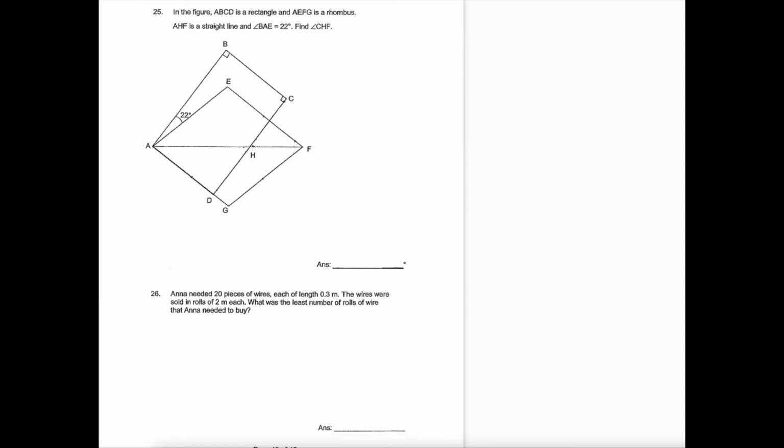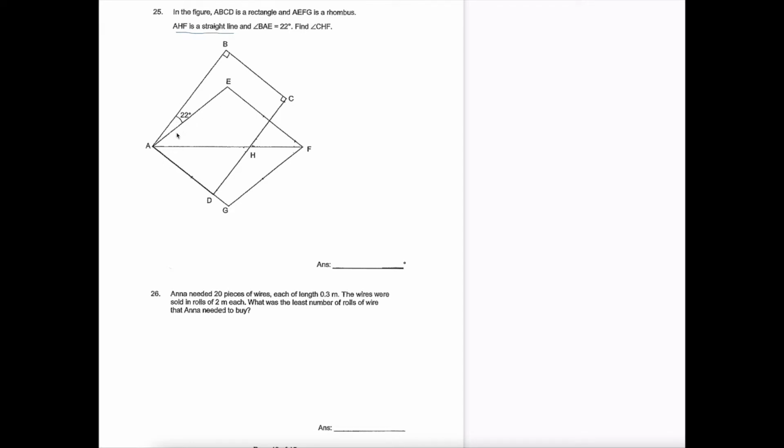In 25, in this figure, ABCD is a rectangle. This is the rectangle, and this is the rhombus, AEFG. I realized that there's a line AF, and they said AHF is a straight line. So when I cut this, it also means that the angles here are cut equally. Whatever EAF is will be the same as GAF. Okay, so BAE is 22.